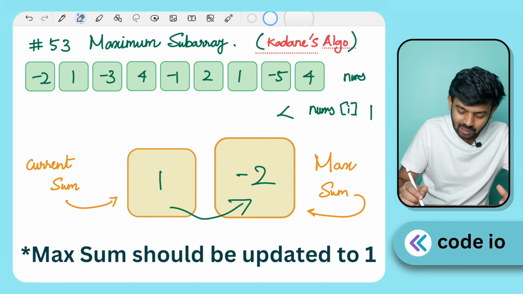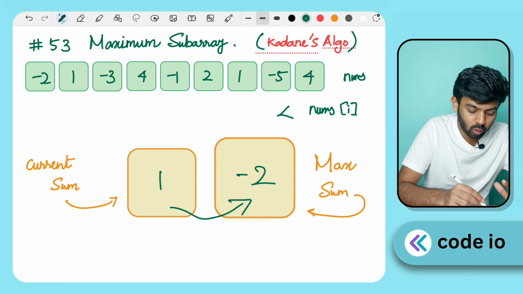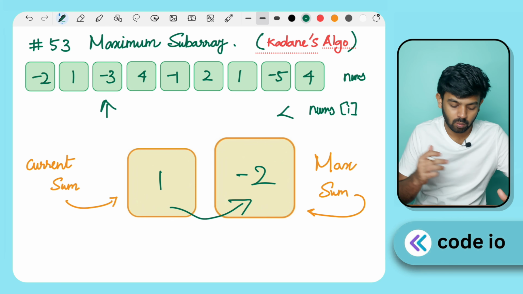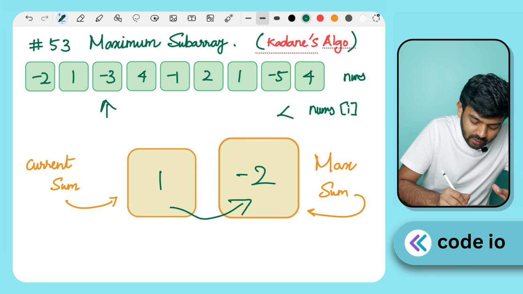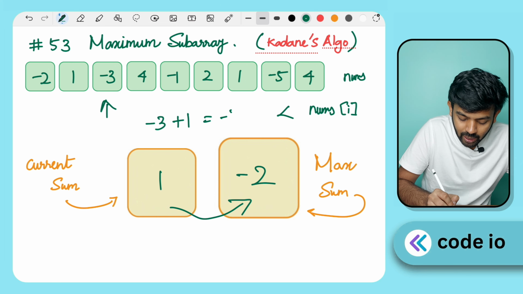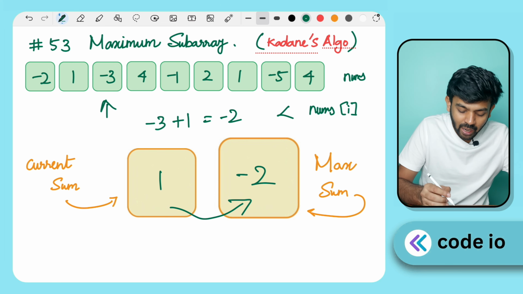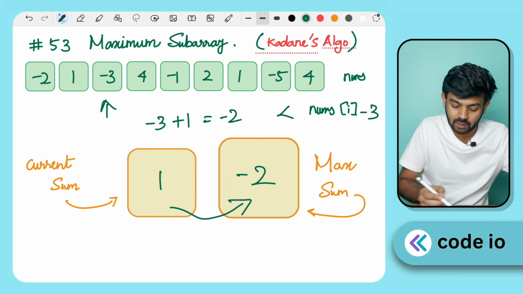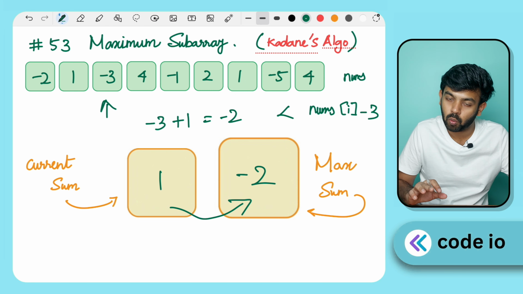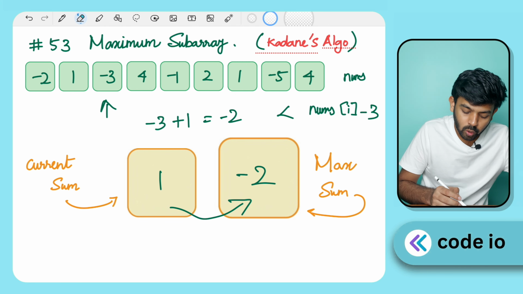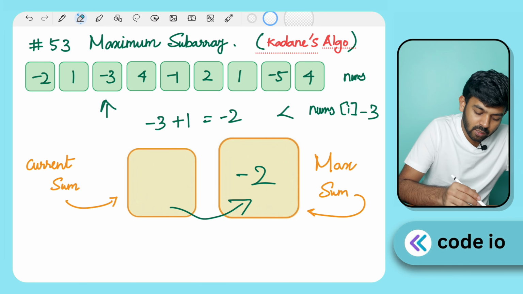I hope you have got some idea. This is what we are going to do. Let me go over the entire array so that you get a better idea, and then we'll move on to coding. Now we have minus 3, right? This minus 3, you are going to add with your current sum. Minus 3 plus 1 gives you minus 2. Now is this minus 2 less than your nums of i? Your nums of i is minus 3. Is minus 2 less than nums of i? No. In that case, you can update your current sum.